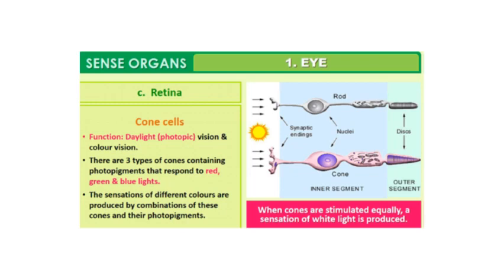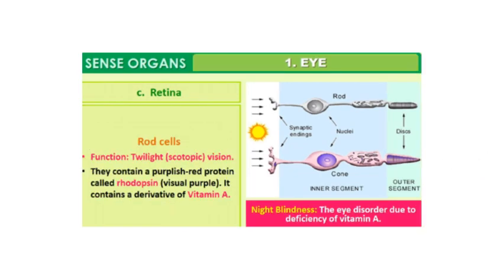The function of the cone cell is to detect color. They are responsible for daylight vision and color vision. There are three types of cones present in the human body which contain photopigments that respond to red, green and blue lights. The sensation of different colors is produced by combinations of these cones and their photopigments.